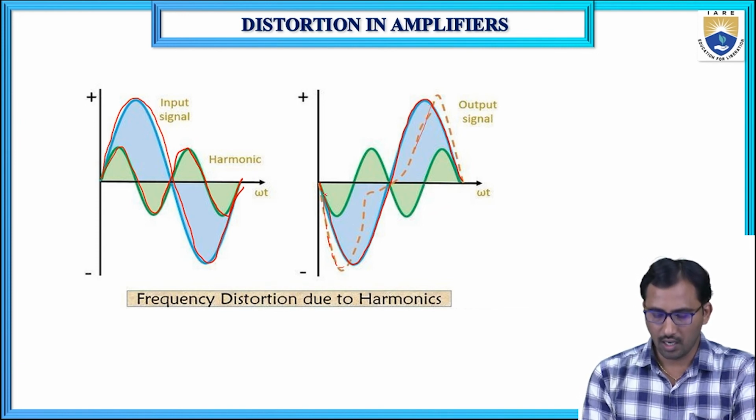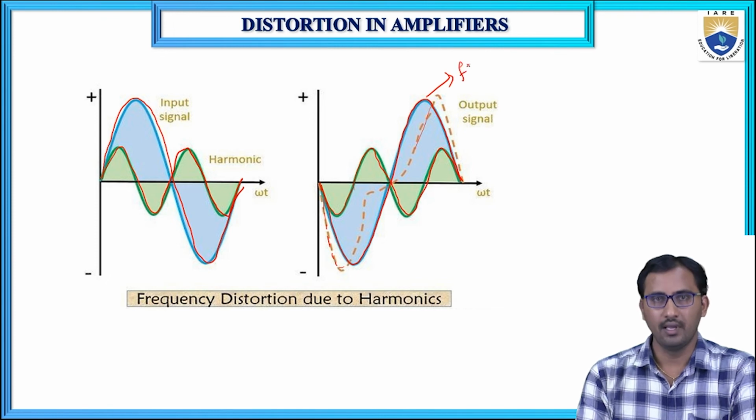Okay, so this is a harmonic. This is called second harmonic, because the frequency of the fundamental wave is f, and the frequency of the second harmonic is 2f. So like that 3f, 4f, different harmonics will be generated.